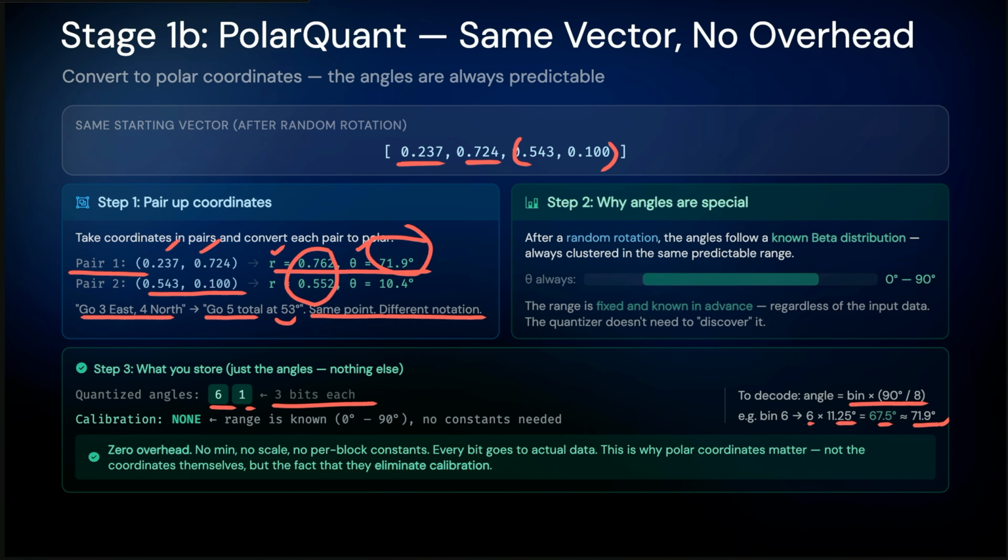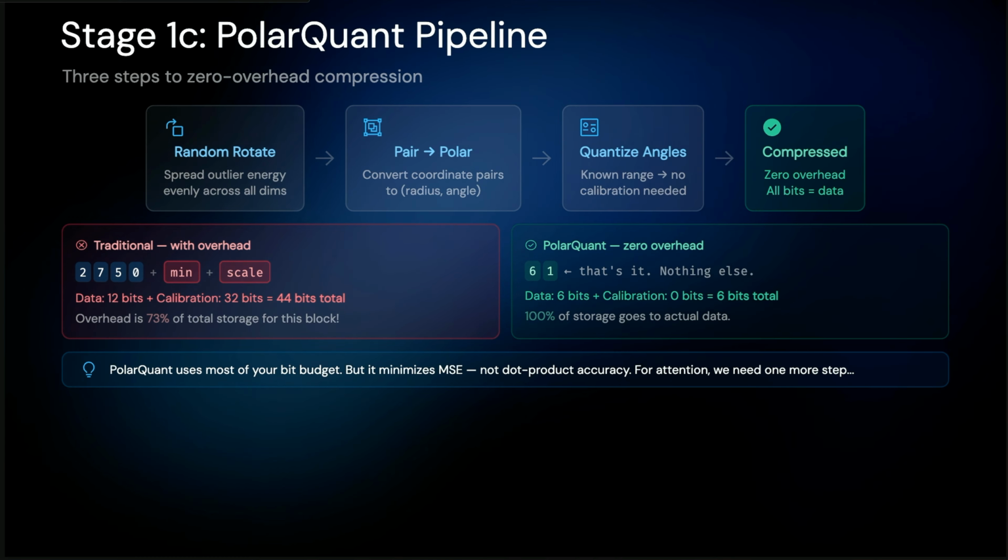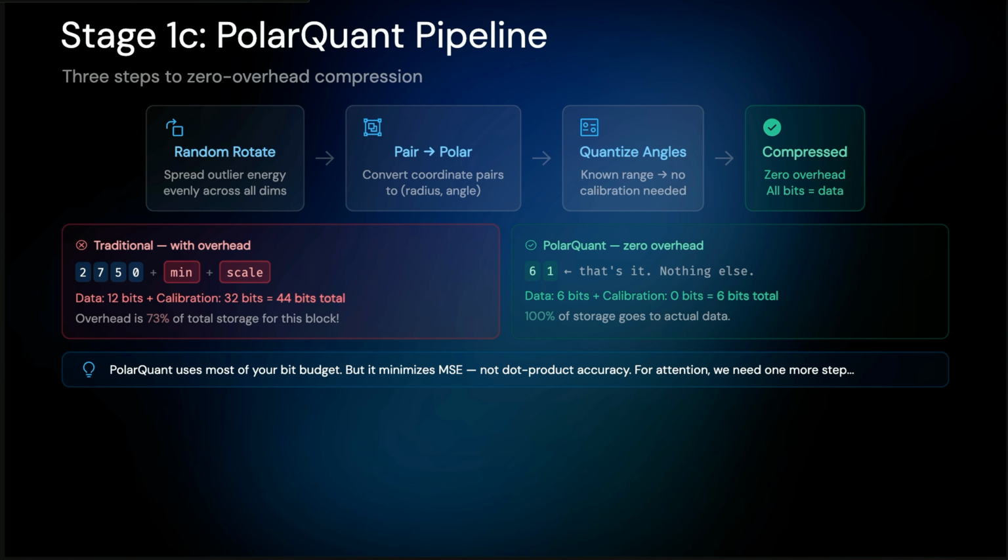Now let's recap the complete PolarQuant pipeline that we have seen so far. First we do the random rotation. Why do we do random rotations? So that we don't fall into the massive activations of the LLM vectors that we saw earlier. Now what do we do to convert into polar coordinates? We pair each of these vectors, quantize the angles, and then we only store them. So we don't store any overhead data.